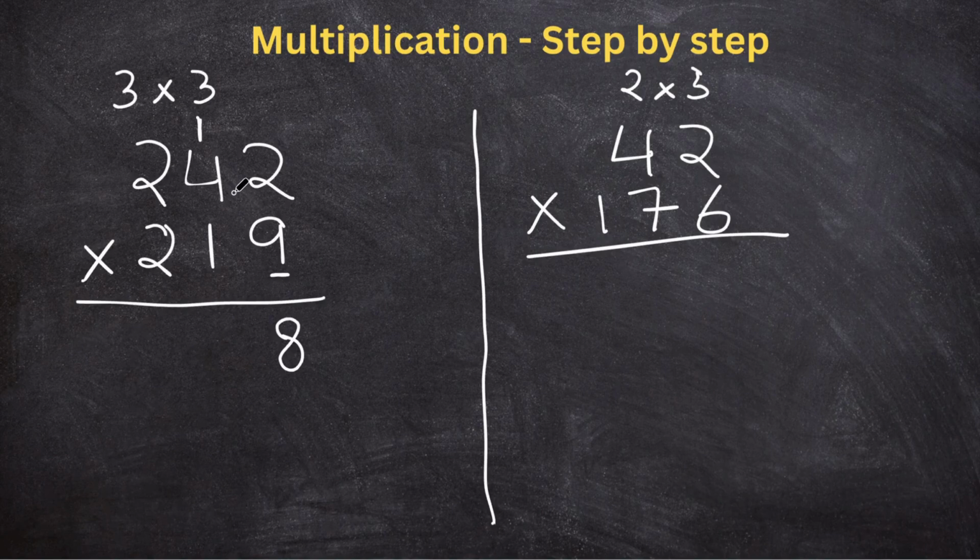9 times 4 is 36. 36 plus 1 is 37. So you will only write the 7 here. Take a very good note. We are not writing the 3 there, but we will write 3 will be carry forward. 9 times 2 is 18, and 18 plus 3 is 21. Now, because there is no further number to multiply with, we can write this 21 as it is, as a complete number here.